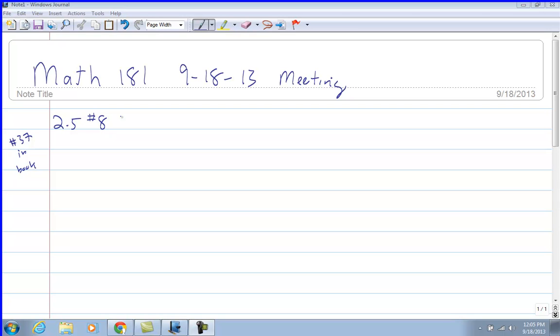Hi, I'm going to do some problems here for calculus. We have 2.5, number 8 from the online homework, and this corresponds to number 37 in the textbook.